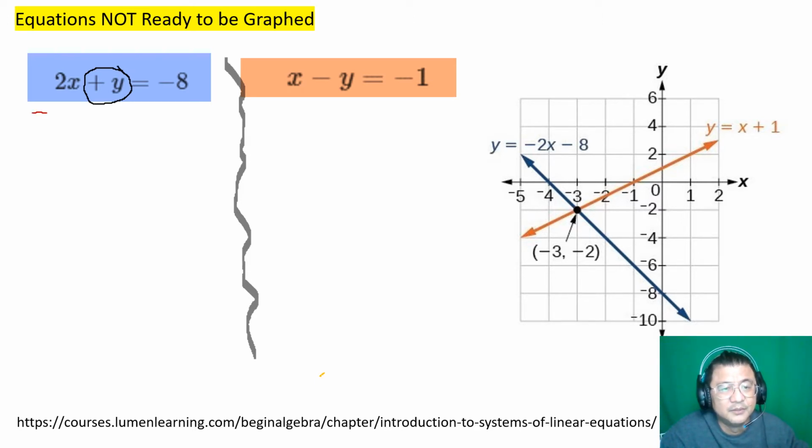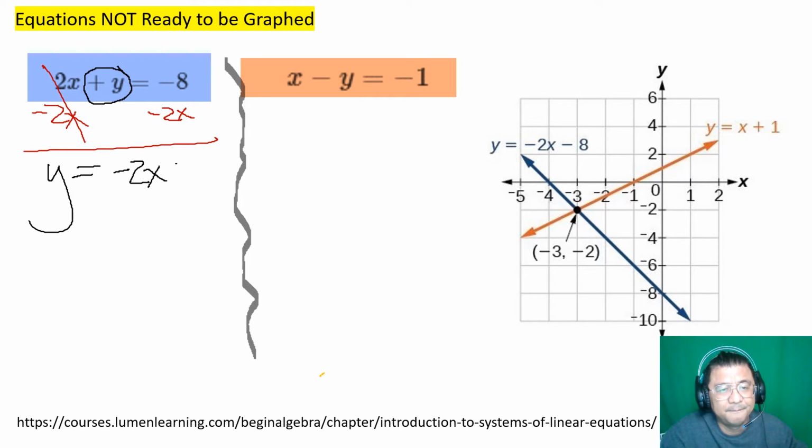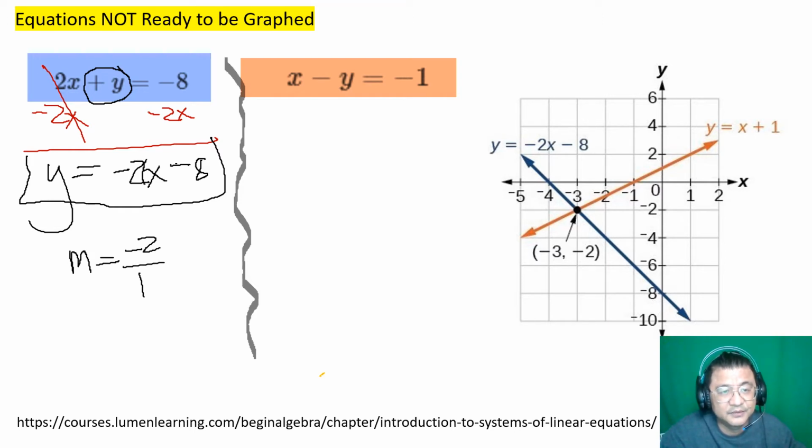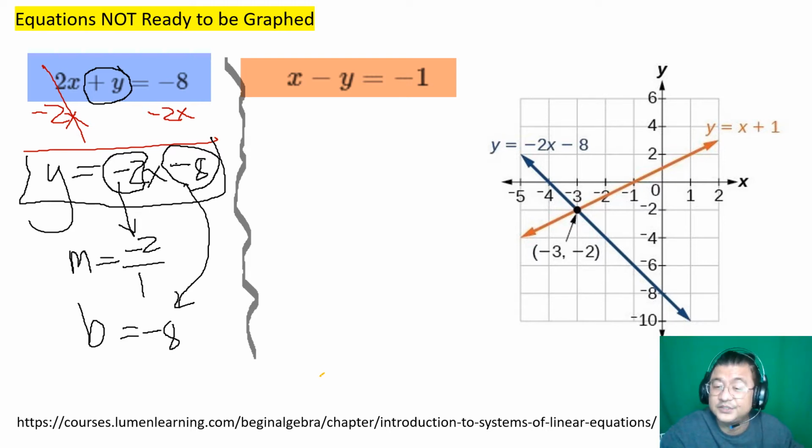What do I do? Minus 2x for you. That cancels out. Therefore, y is finally alone on the left side, equal to minus 2x, then the minus 8. Guess what? It's already slope-intercept form, wherein your slope is what? Negative 2 over 1. Where did I get that? I got that from here. Okay. What is my y-intercept? My y-intercept is negative 8. Now it's easy to graph.